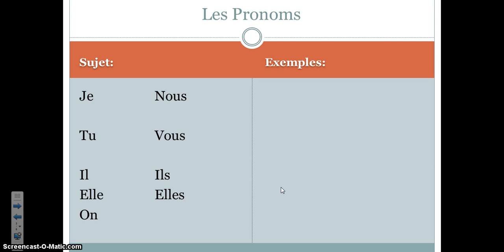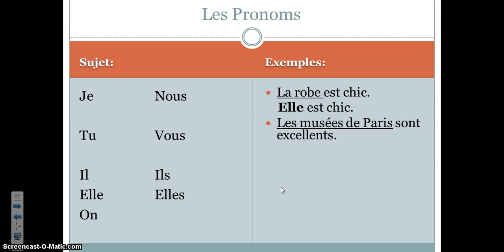Here are just a couple of examples that should be very basic, and they're from French 1. La robe est chic. What if I wanted to replace this with a pronoun? Notice, what's the verb? Est. What's doing the is-ing? The dress. So, elle est chic. It is chic. That first example is one that students tend to want to use object pronouns on, but remember, you still have to have a subject for every verb.